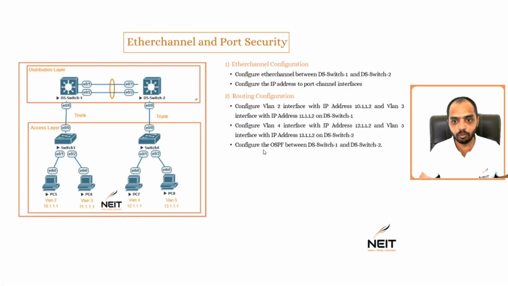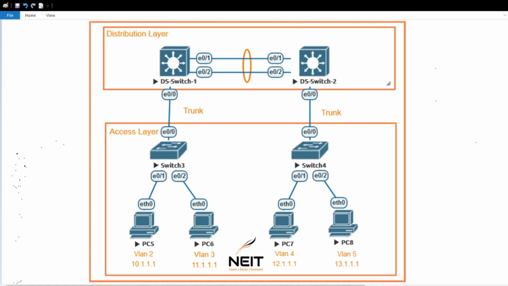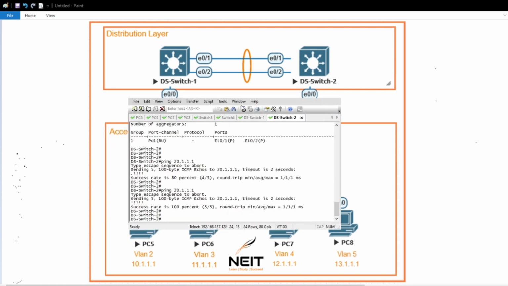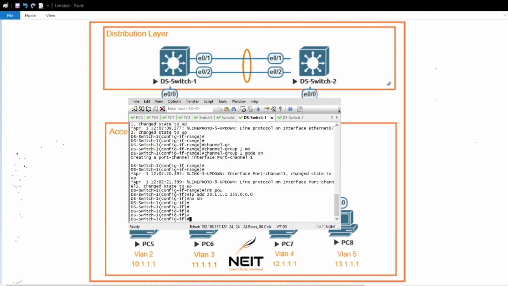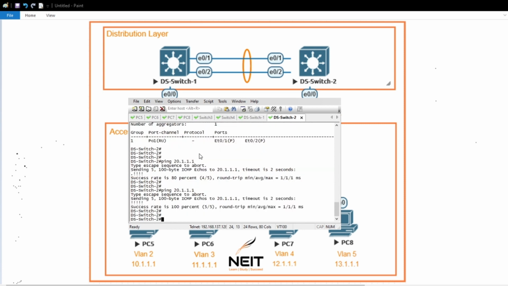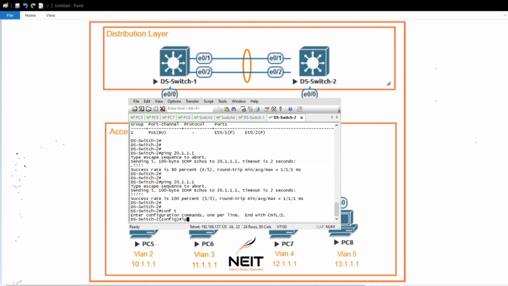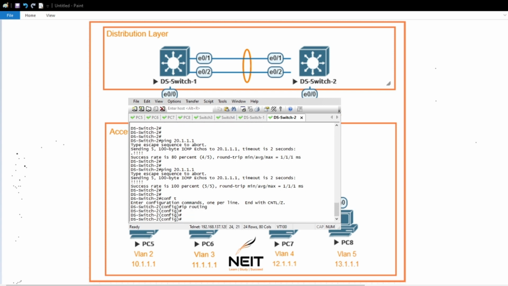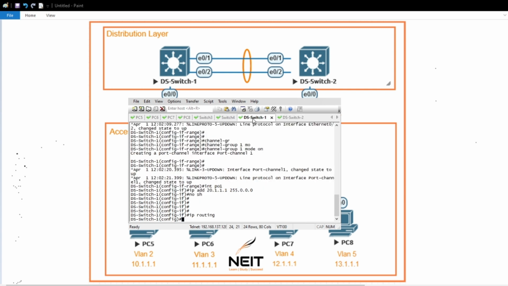Now the next task is for the inter-VLAN routing. We have to configure the VLAN 2 interface with IP address 10.1.1.2 and VLAN 3 interface with IP address 11.1.1.2 on DS switch 1. So before we configure the inter-VLAN routing, we will enable the IP routing function on both the DS switches with the ip routing command. So we have enabled the IPv4 routing function on both the DS switches.